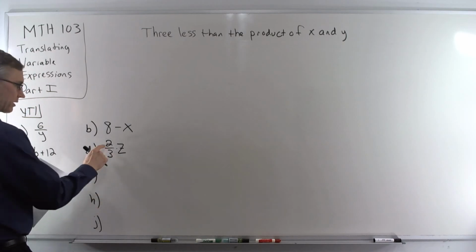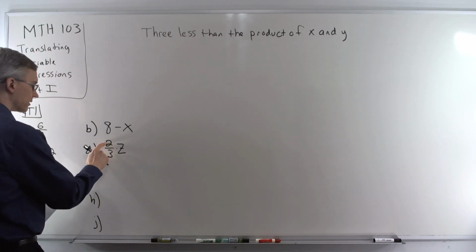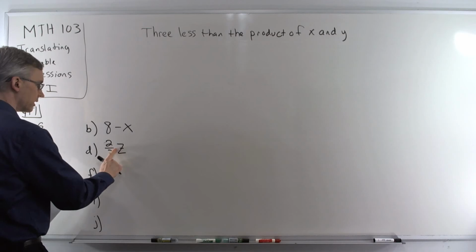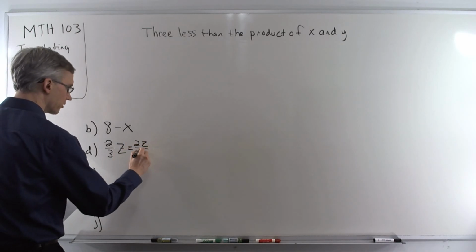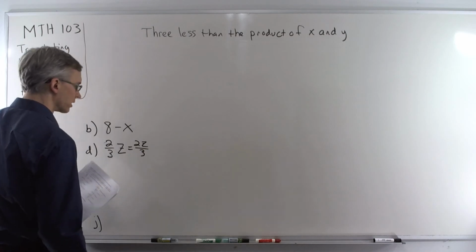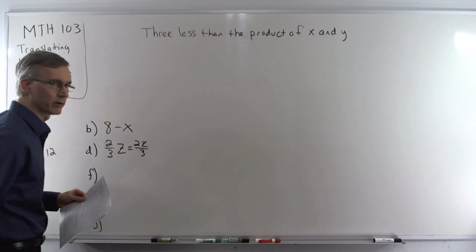So you can write it like that. You can write it without the dot, 2/3 z. And you can also write it 2z, z in the numerator, over 3. You cannot write it with z in the denominator.